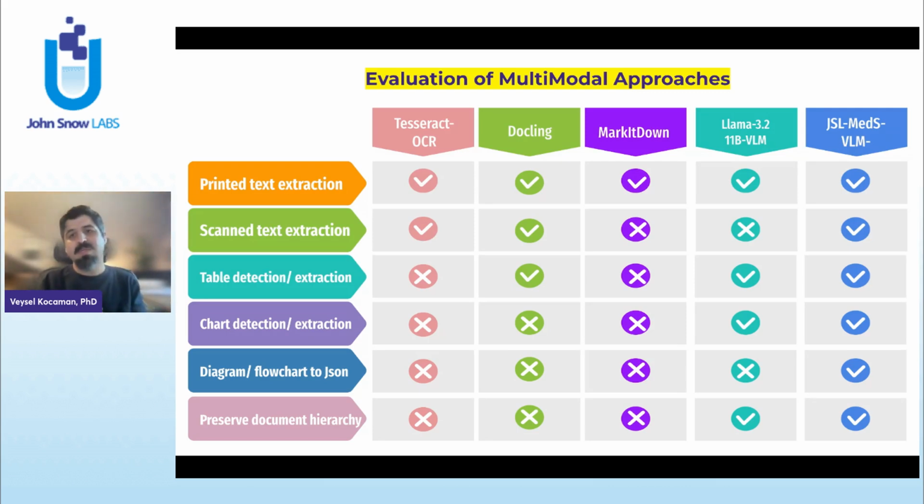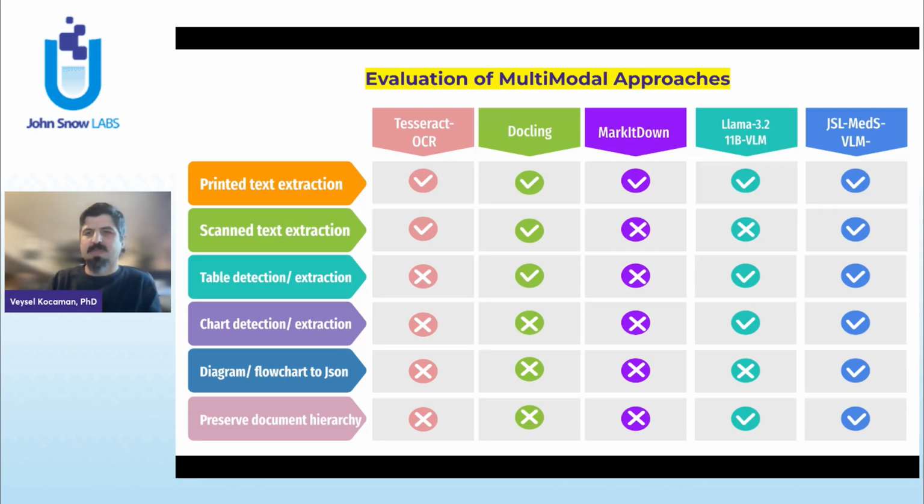Markdown is doing really bad. The Llama 11 billion VLM is also bad on scan text, because you need to precisely tell it where to look so that it doesn't miss. But it increases the computational requirement when you're more granular. For table detection, Llama is doing well. Tesseract is not doing anything. Docling is doing well. So Docling, after Llama, is maybe the most promising solution in this table, by the way.